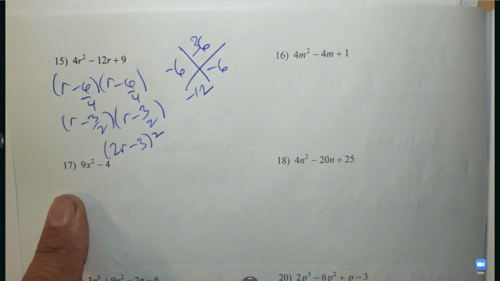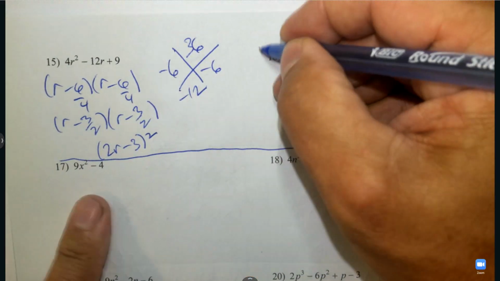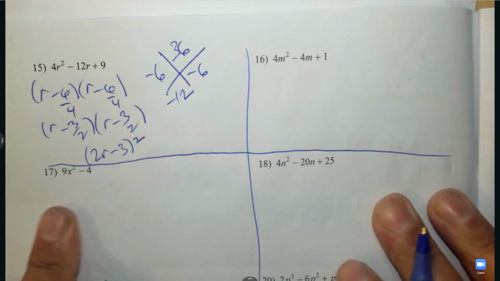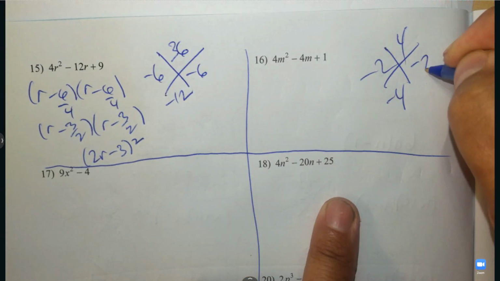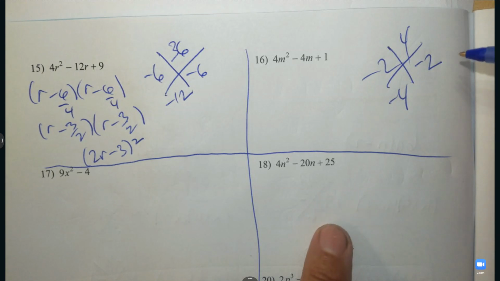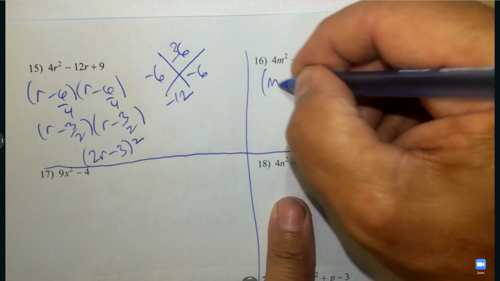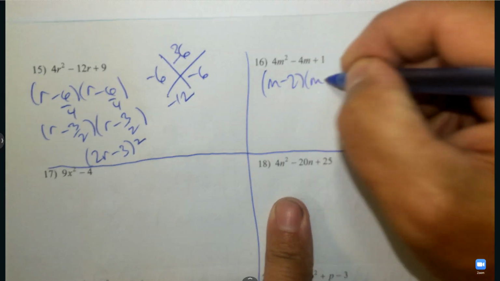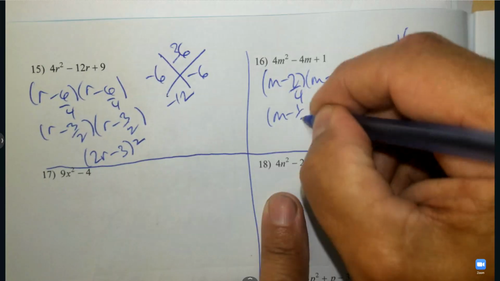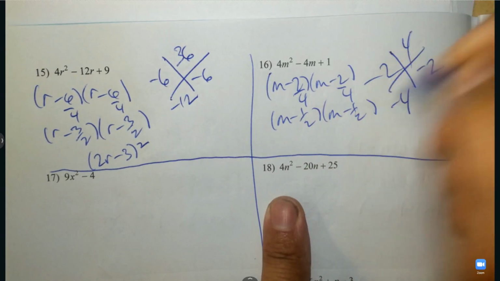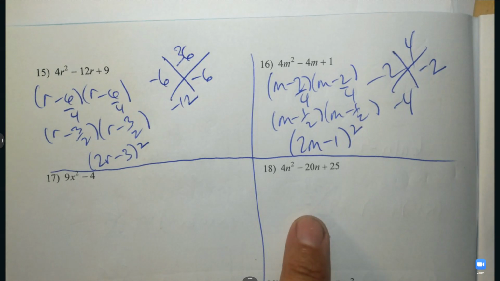Let's try number 16. So again, 4 times 1 and negative 4. So the two numbers are negative 2 and negative 2. They multiply to 4 and add to negative 4. So I have m minus 2 and m minus 2. Divide by 4 and reduce it down. So that's 1/2 and 1/2. It's going to be a perfect square again. So then slide the 2 in front, and you can write it twice or you can just square it.